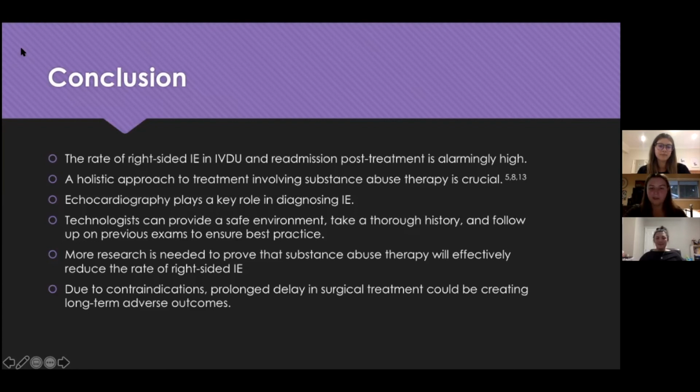Echocardiography plays a key role in diagnosing IE, and as technologists, we can work to provide a safe environment for patients and take a thorough history as well as follow up on previous exams to ensure best practice. Although treatment for substance abuse is likely to reduce the rate of right-sided IE, it's unclear if this is truly the case, and more research is required to confirm this theory. Additionally, it is of concern that due to the contraindications present for IVDU, the prolonged delay in surgical treatment of IE could also be creating adverse long-term outcomes.